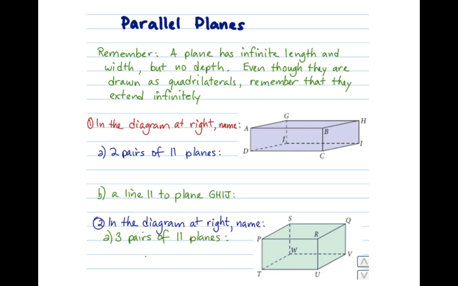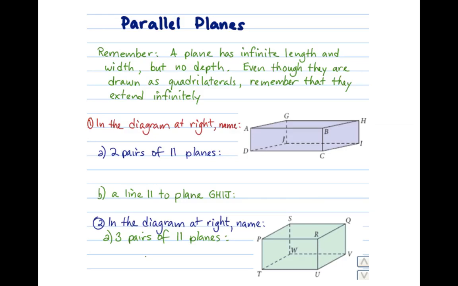Okay. And lines can be parallel to planes too. So question B is asking us, find a line that's parallel to GHIJ. So GHIJ is that one in the back there. And so for example, line AB is a line that if you extend that plane in the back, GHIJ, forever and ever, and you extend AB forever and ever, they're never going to touch. They are parallel. In fact, any line in that front plane, so AB or AD or AC or BC, any of those lines are going to be parallel to that plane in back, GHIJ.